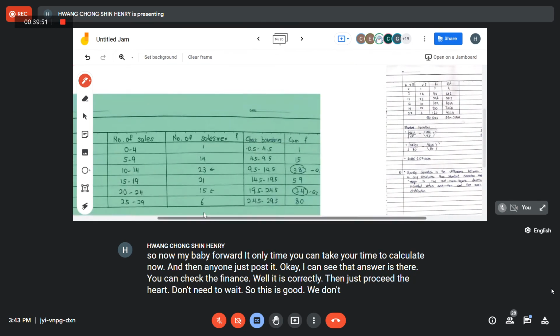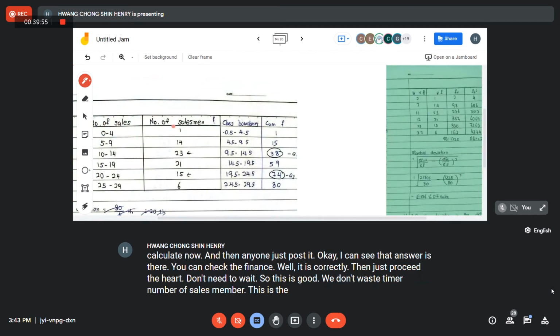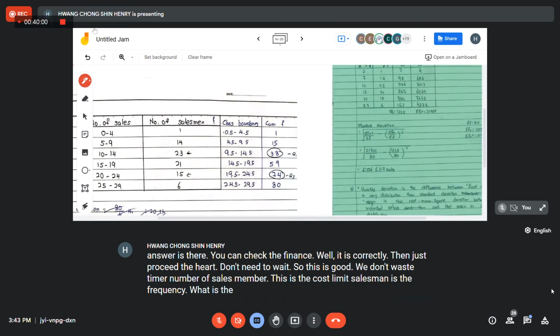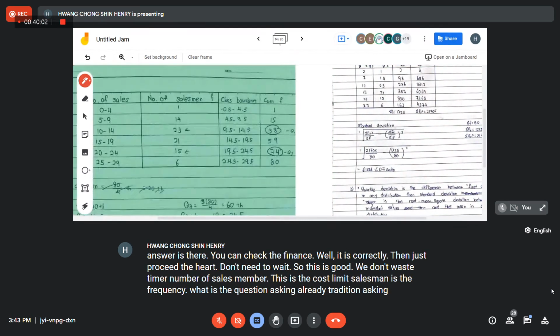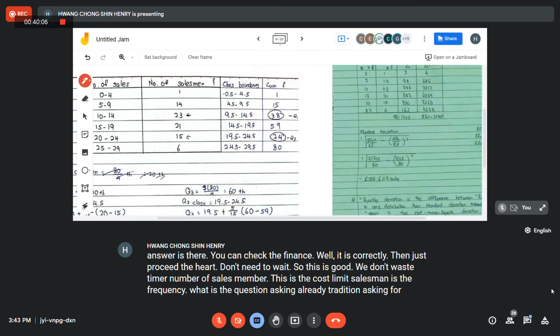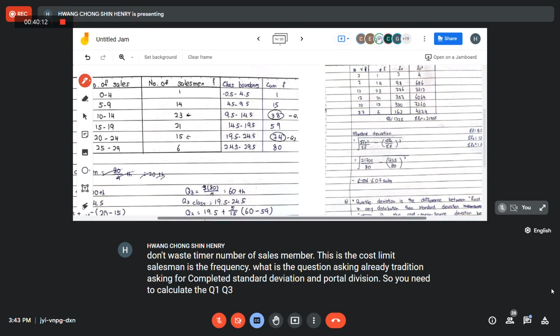We don't waste time. Number of salesmen. This is the class limit. Salesman is the frequency. What is the question asking already? Question asking to calculate the standard deviation and the quartile deviation. So you need to calculate the Q1, Q3, and the SD.